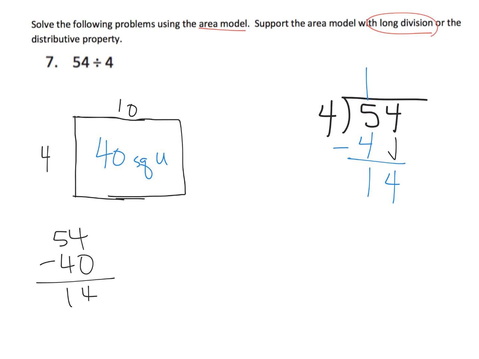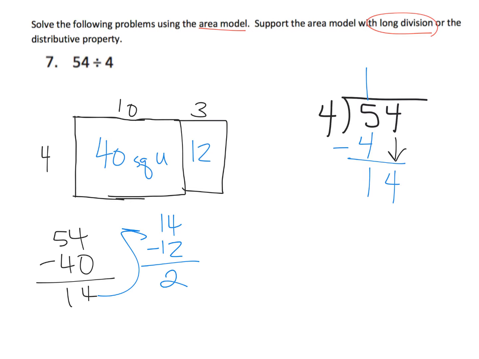So I'm going to bring those down, and now we have 14 ones left over, and that's what we had over here, isn't it? So now we have 14 ones left over. Let's see, 4 times 3 gives us 12. That's as good as we can get without going over our 14. So 4 times 3 is 12. I'm going to take that 14, subtract the 12, and I have 2 left over. So that's going to go right here. There's our 2 left over.